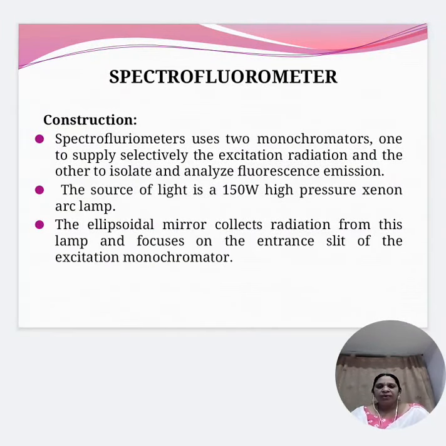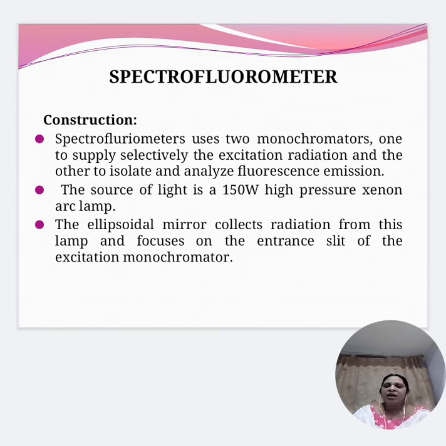Spectrofluorometer construction. Spectrofluorometers use two monochromators, one to supply selectively the excitation radiation and another one to isolate and analyze the fluorescence emission. In the first stage, light from the radiant source falls on a monochromator. That monochromator is called the excitation monochromator, which supplies selectively the excitation radiation. The other one is used to isolate and analyze the fluorescence emission.